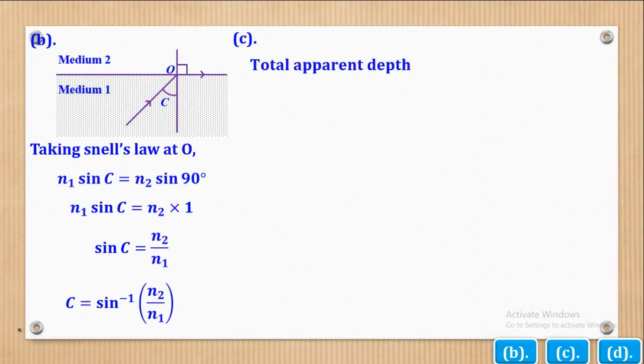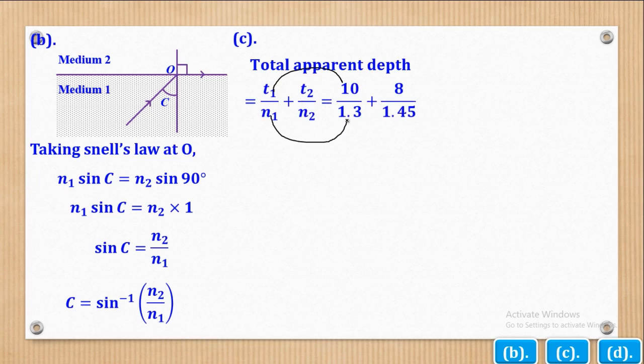So when they want the apparent position, we just use T over N, where T is the thickness and N is the refractive index. So thickness for the first one was 10 centimeters, refractive index was 1.3. Thickness for the second one was 8 centimeters, refractive index was 1.45. Therefore the output will be 7.8736 centimeters, and that was the apparent position they wanted. So now we shall go to part D.